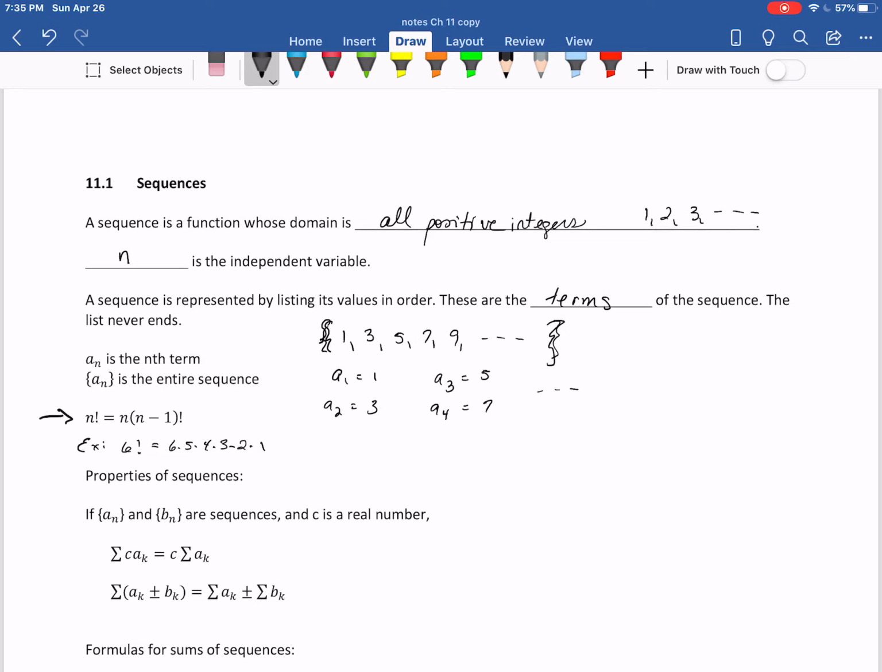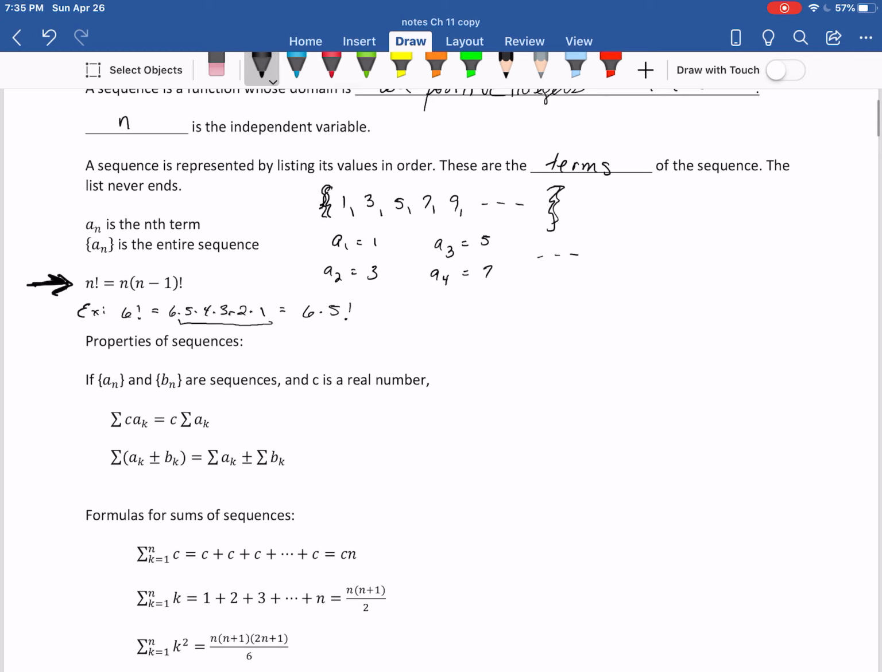And so I could have written this as 6 times 5 factorial, because 5 factorial is 5 times 4 times 3 times 2 times 1. And so this is just another way of defining what n factorial looks like, which could be useful when you're defining sequences. Some properties of sequences I want to draw your attention to are shown here on this page.